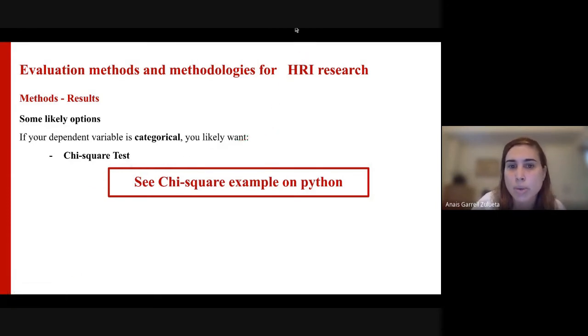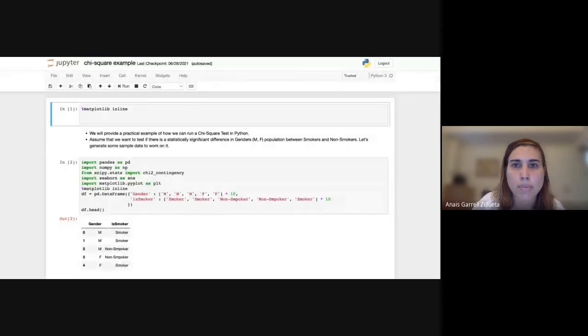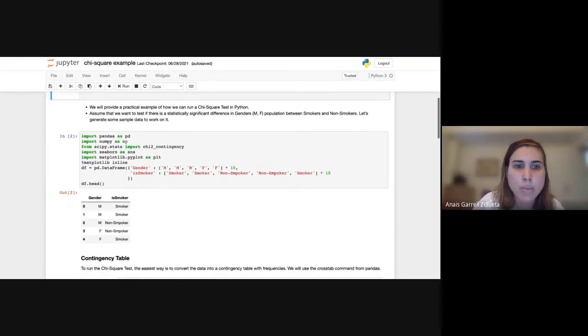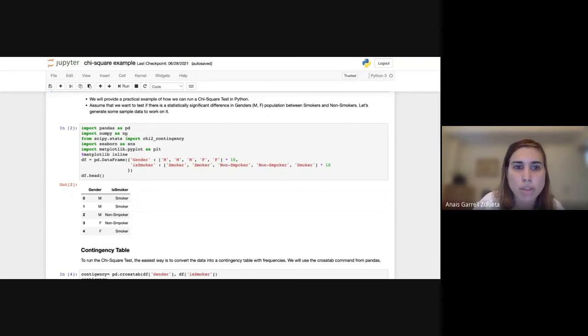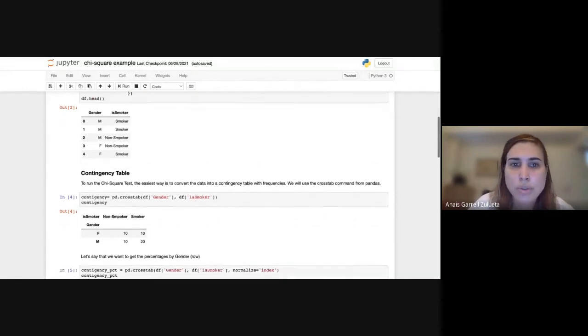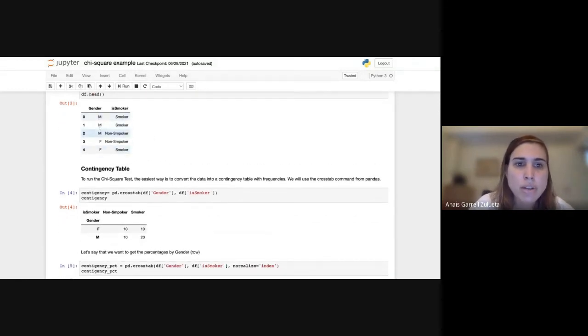I will change my screen. Are you seeing my code? I guess so. Yes. Okay, thank you. So basically, we have to know what to import into Python. If you want to use this chi2_contingency, you have to import this library. And here we have this database that I just created for you. We have the gender, and whether the person is a smoker or not.